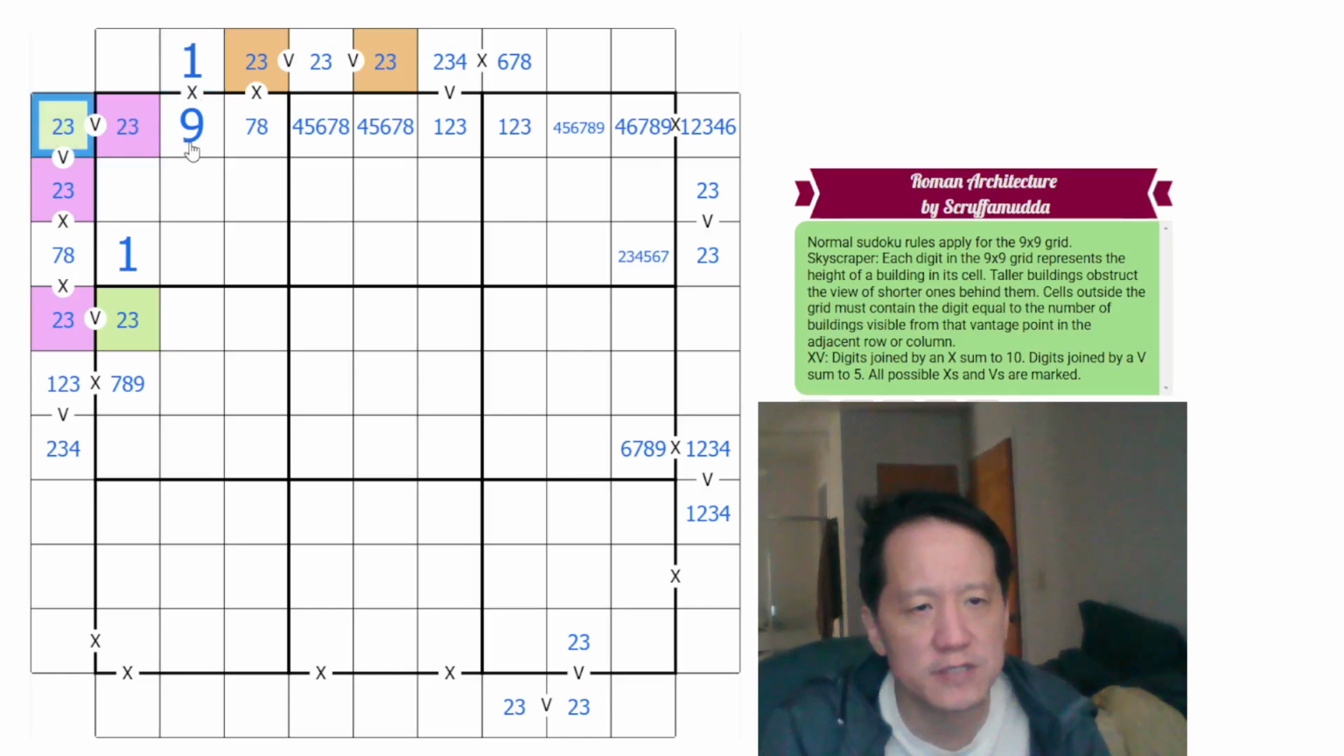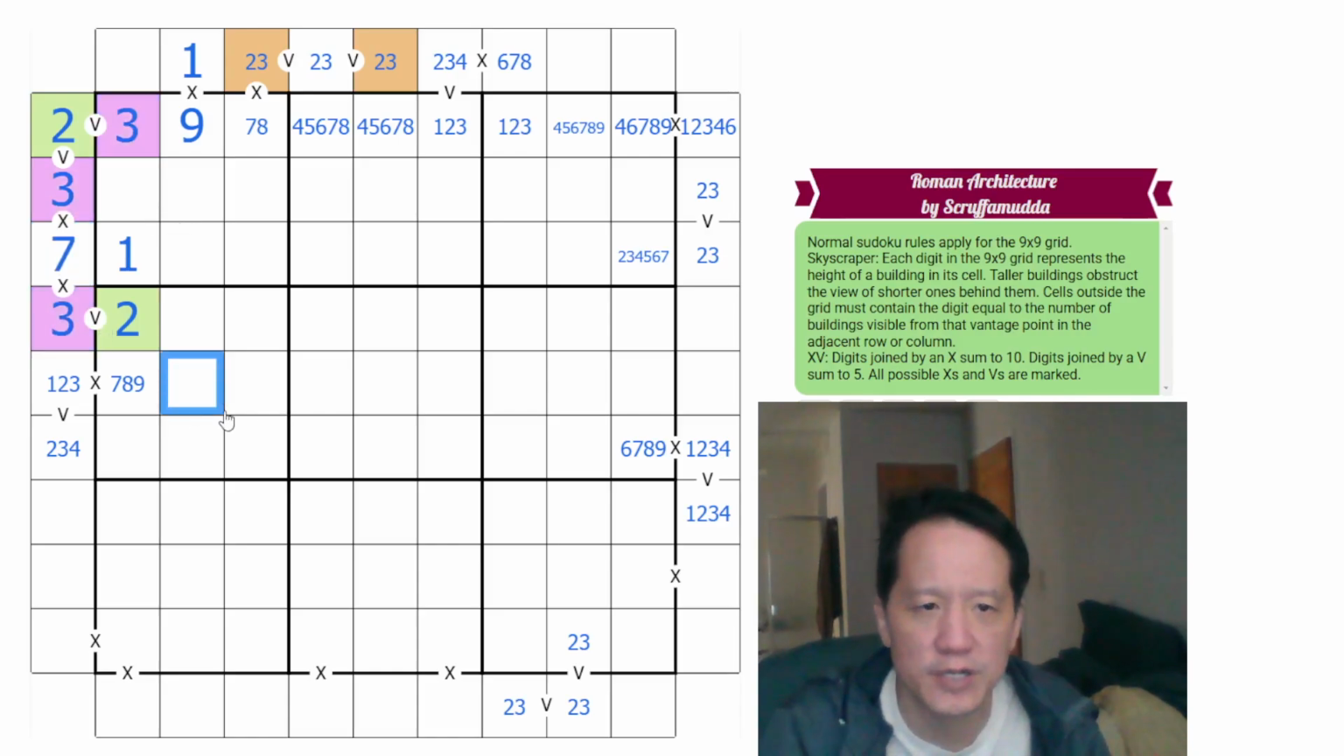Which makes this C2. So this is 2. These are 3. This is 7. This is 3. Either this is 1, 9 or this is 1, 9. We're not sure which.